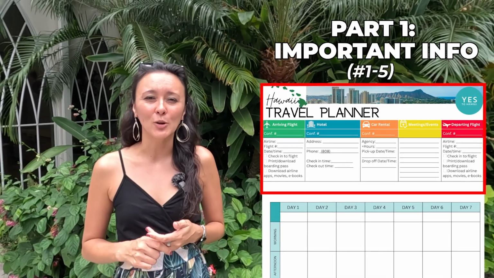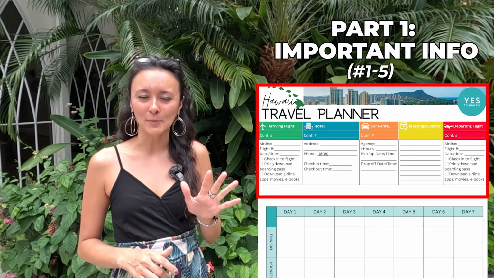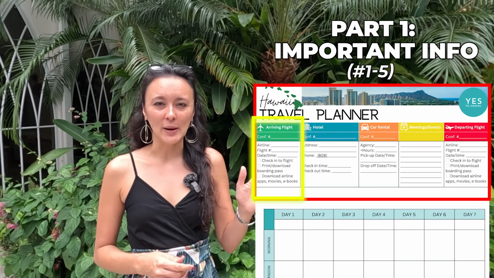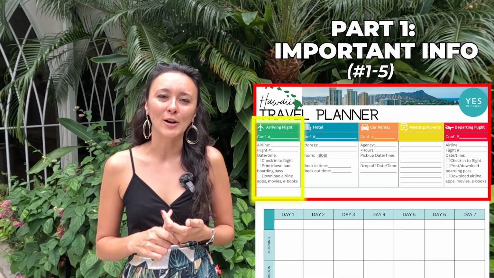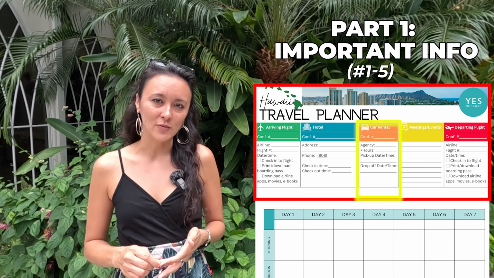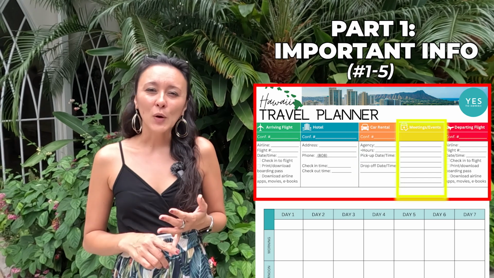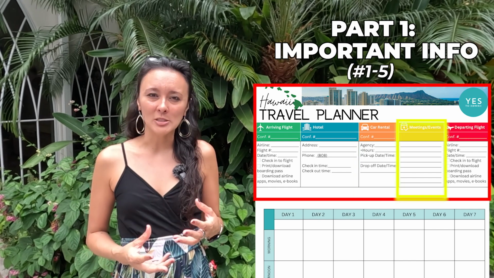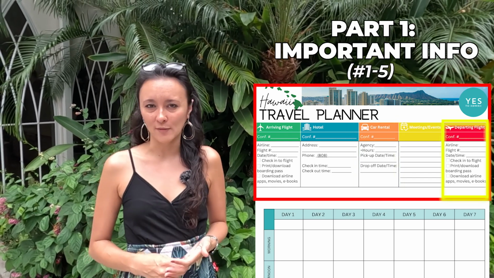For the very first part of your Hawaii vacation planner, I listed 5 separate pieces of information. Going from left to right, the very first thing is going to be your arriving flight. Second is going to be your hotel information. Third is going to be your car rental information if you decide to have a car rental. Fourth is going to be, again, those meetings or appointments you have. And then lastly is going to be your departing flight information.